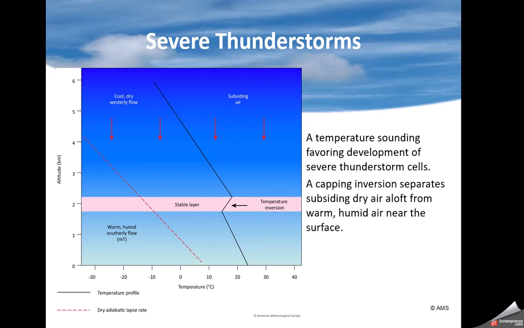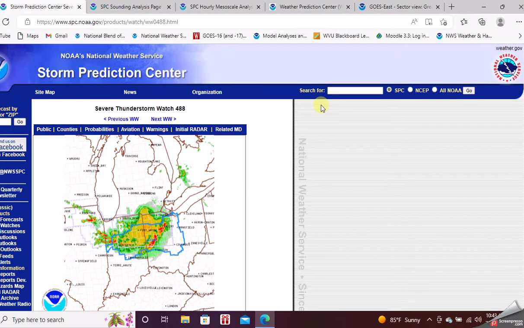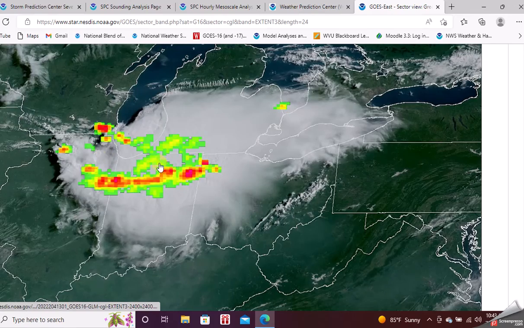So let's take a look at some of this for a second and what is really going on right now. So here is what the Storm Prediction Center in Norman, Oklahoma says. You have a severe thunderstorm watch out for this area. Notice this cluster of thunderstorms has been moving along for a while. It even continues to form thunderstorms on the southwest side of it as it's moving. So why is that there? That's really the key to this whole question. So let's take a look at what's happening real time.